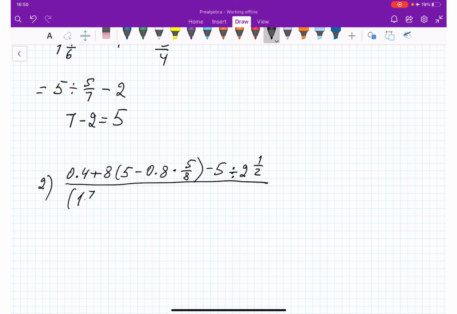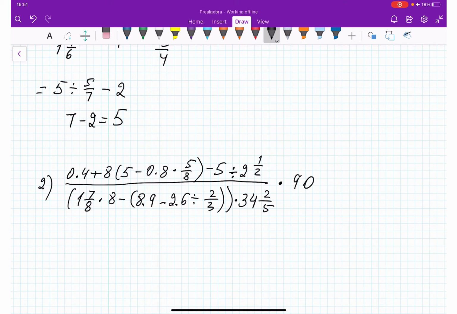Parentheses 1 and 7 over 8 times 8 minus 8.9 minus 2.6 divided by 2/3 and multiply by 34 and 2/5. And all this multiply by 90.